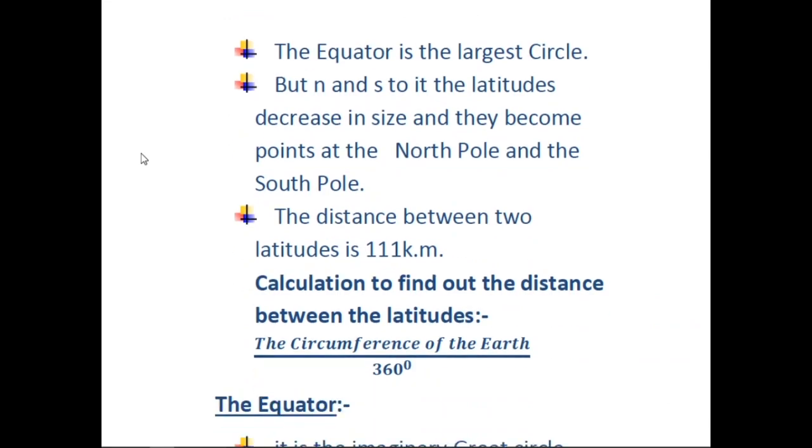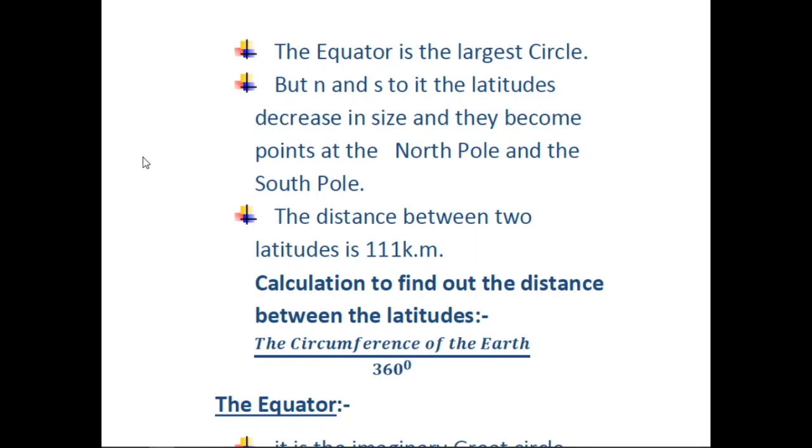The equator is the largest circle because it divides the earth into two equal halves. Remember, there is no such line actually drawn. They all are imaginary. When the equator is the largest circle, towards north and south the latitudes decrease in size. Already I have said they are just a point towards the north and south pole.